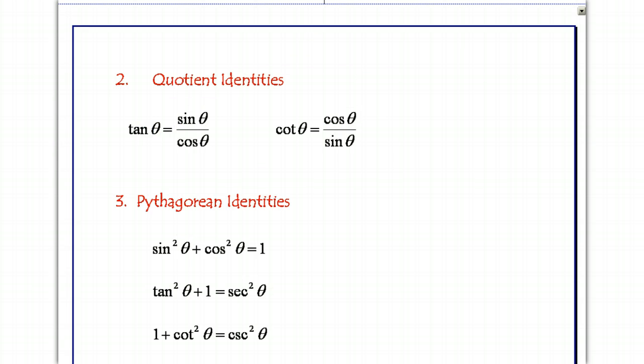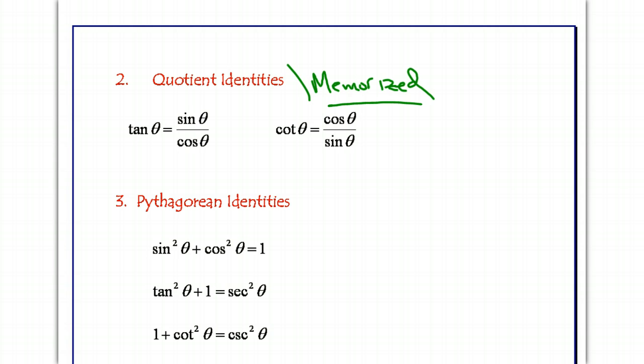The quotient identities, and again, all these we did yesterday, so it should look familiar. The tangent is sine over cosine, and the cotangent is cosine over sine. Those you want to have memorized. So these are called the fundamental identities. These are ones that any good trig student would know just off the top of their head.